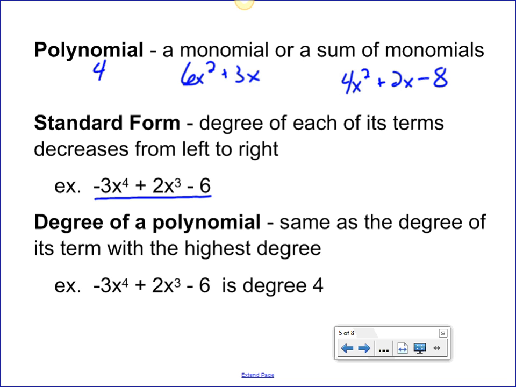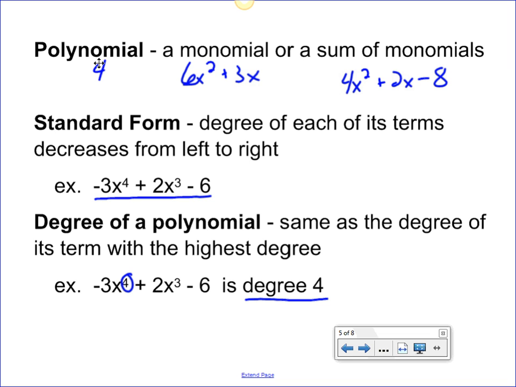So now if we talk about the degree of the polynomial, it's the same as the degree of its term with the highest degree. So if we looked at these three terms, I've got a negative 3x to the 4th, a 2x to the 3rd, and a negative 6. Well, the highest degree is a 4, so that would be the degree of this polynomial.